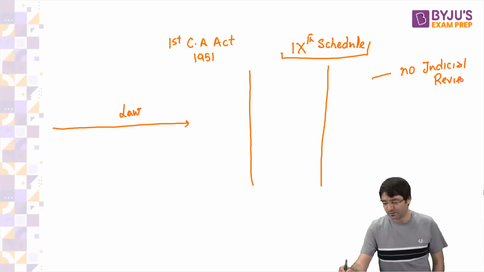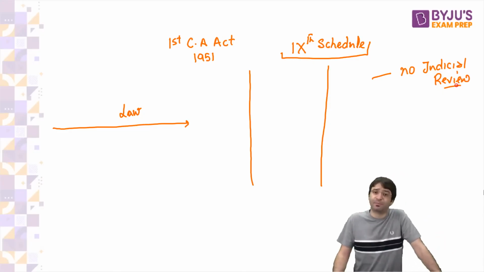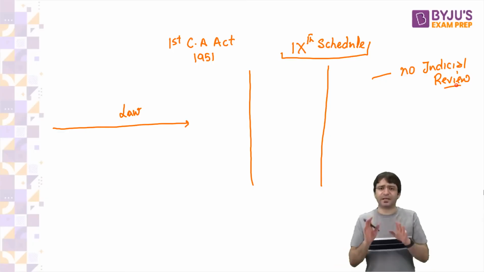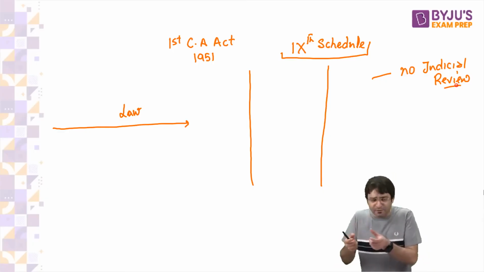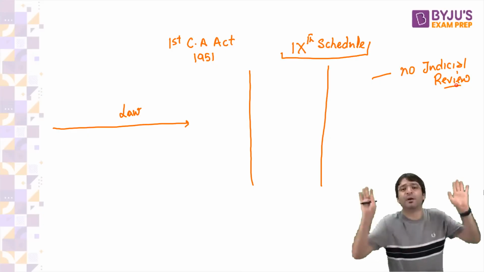Judiciary cannot review the constitutionality of a law which is placed in the Ninth Schedule, which basically means any law which is placed in the Ninth Schedule has immunity. It cannot be reviewed by the judiciary.